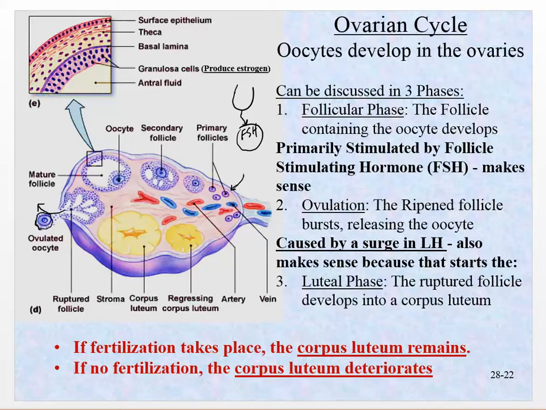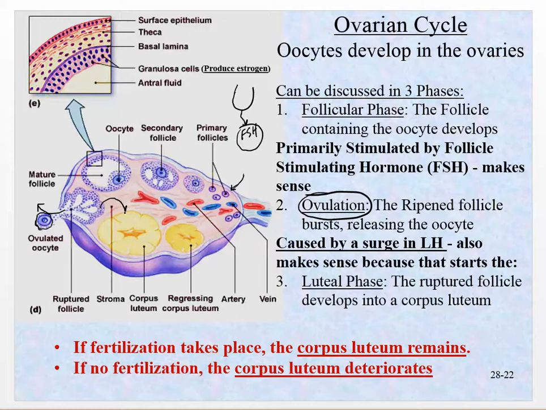Okay, so that's the follicular phase, and then the actual release of the follicle, or the rupture of the follicle and the release of the oocyte is called ovulation. Okay, so ovulation is the second step, and then this follicle becomes what we call a corpus luteum.